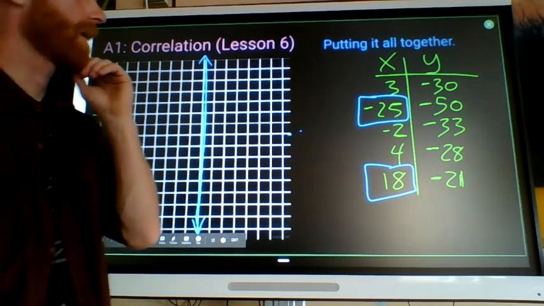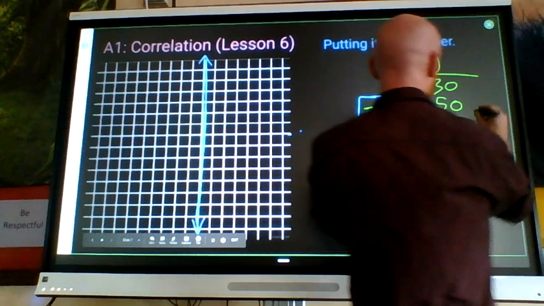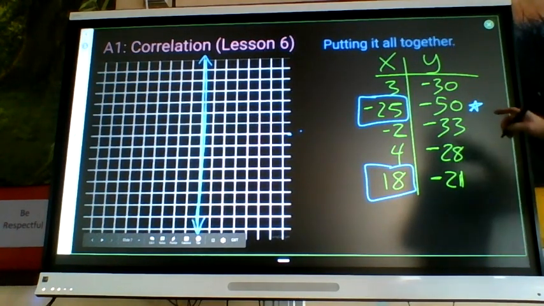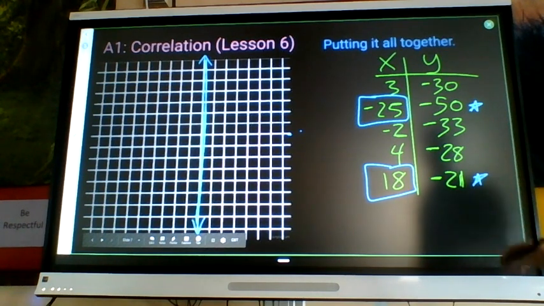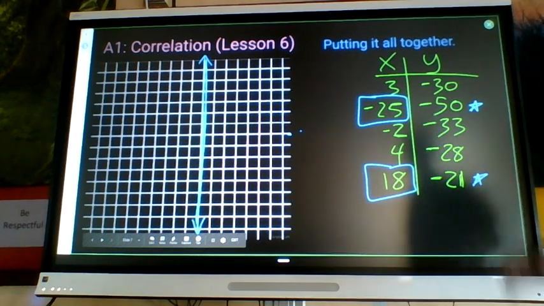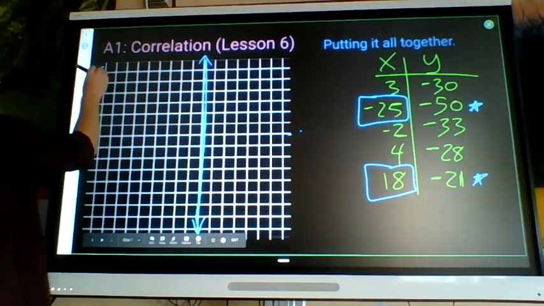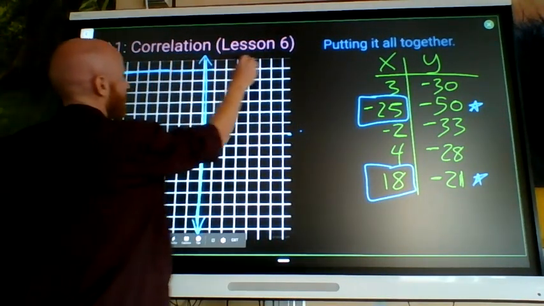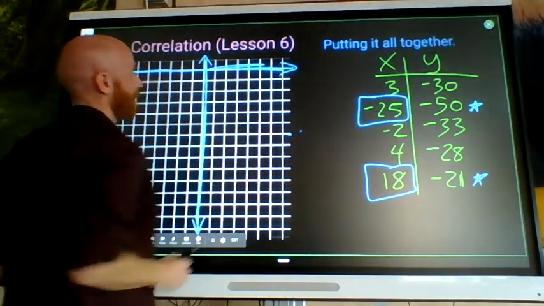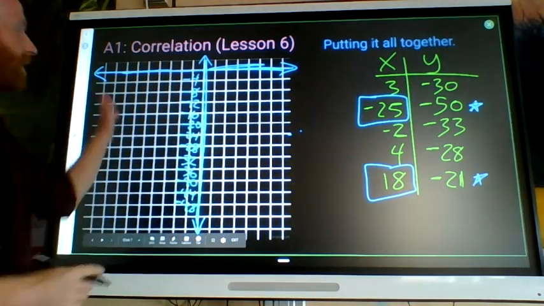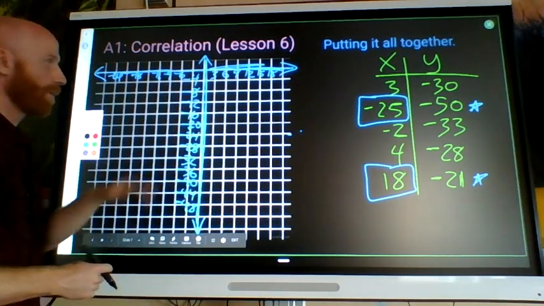Then in my y direction, we've got negative 50 is my lowest y. Negative 21 is my highest y. So all of my data is in negative territory. I'm going to put my x-axis way up near the top. I need to be able to get all the way down to 50. So I think I'm going to count by 4s. Put my points on there.